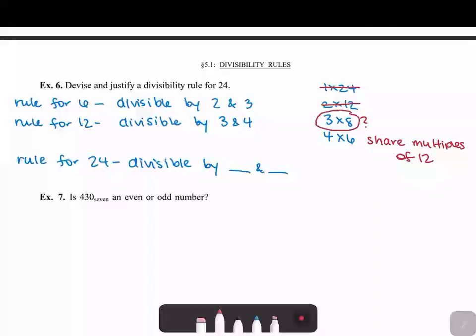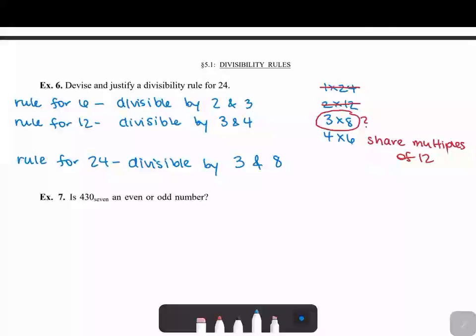So 3 and 8. Our rule for 24 is that a number has to be divisible by 3 and 8. Okay, so that can be a rule for 24. Again, if you want to challenge yourself, think about a rule for 48. Feel free to email me to ask about this, but can you think of a rule for 48 using its factors, or 36, or any other number?